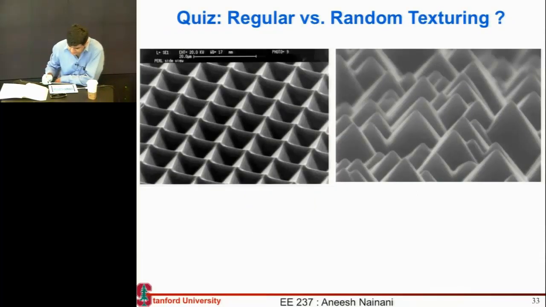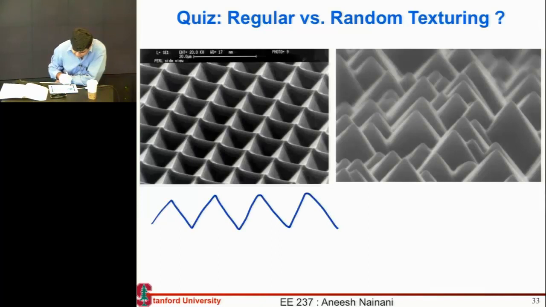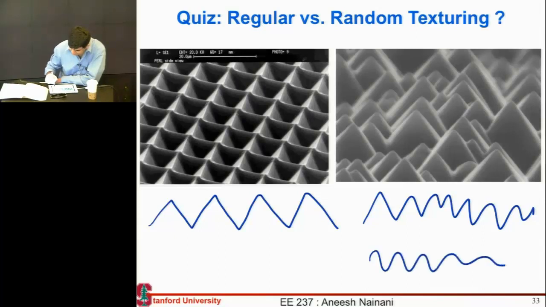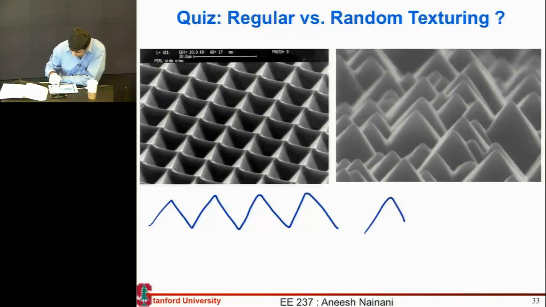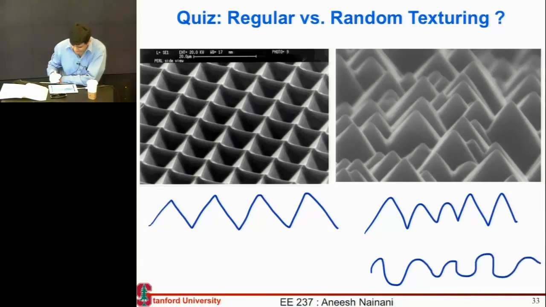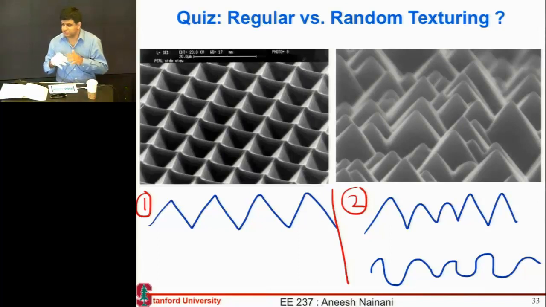Okay, so let me ask this question now and get your opinion on what you think is a better texturing scheme. What I have over here are these textured pyramids, but they are very regular in shape, all regularly shaped and looking very nicely, as you can see in this figure. Versus I could do a very rough process. Maybe I just put my silicon in some acid or a KOH solution, which gives me a texture with randomly shaped pyramids, or it could even be randomly shaped pits present throughout my surface. So what do you guys think? Which is a better scheme for light trapping? Scheme number one, which is very regular, or scheme number two, these irregular pyramids, or just a random rough surface?